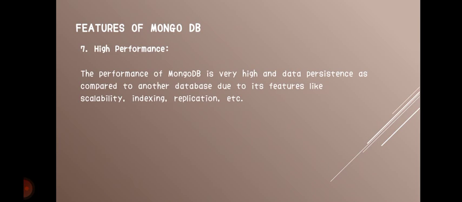The performance of MongoDB is very high compared to other databases due to its features like scalability, indexing, and replication. It is high performance because it does operations like reading and writing much faster than RDBMS, and it is efficient with indexing, keeping the MongoDB platform working well even with a large volume of data, ideal for real-time apps.